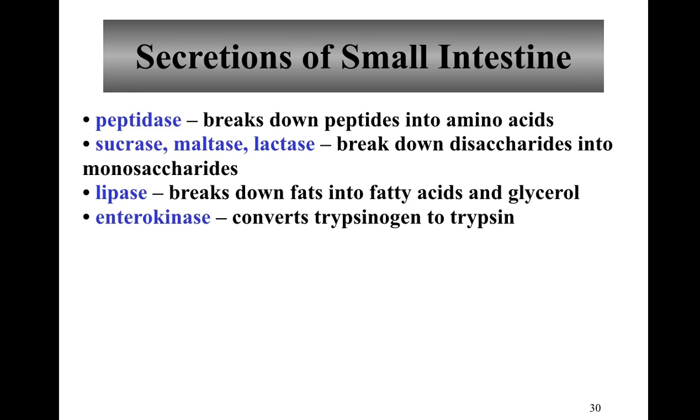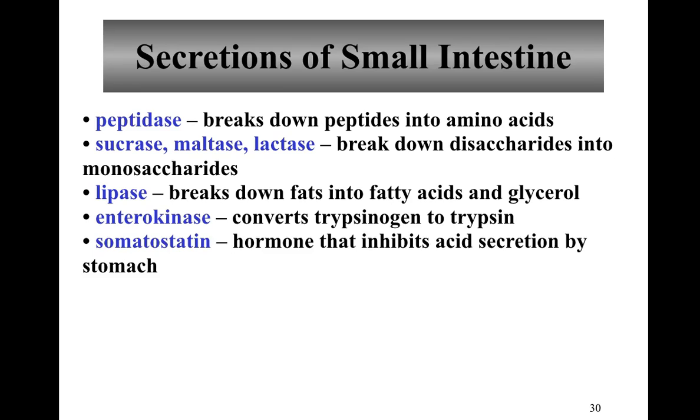Enterokinase is a specific enzyme for converting one inactive enzyme, trypsinogen, into the active form trypsin, which is another enzyme that breaks down protein. Somatostatin is a hormone that inhibits the acid secretions by the stomach. So as the food leaves the stomach and enters the small intestine, you don't want the stomach to continue producing excess acid, as that could cause problems like ulcers and other problems with the stomach.